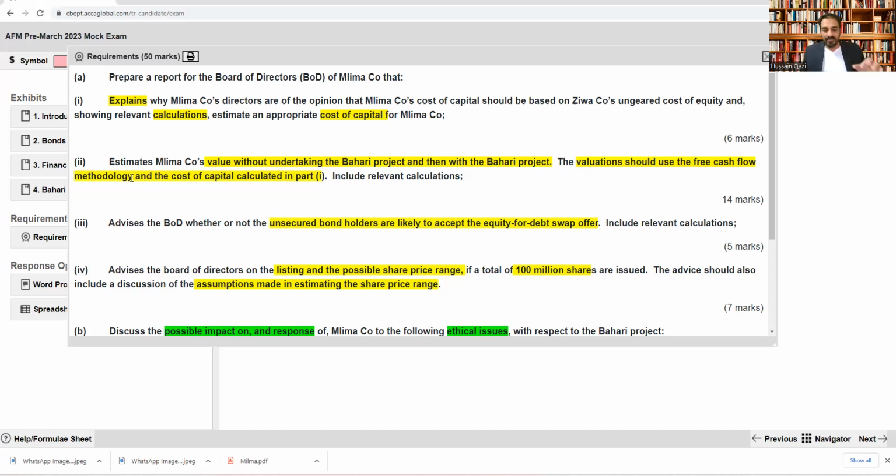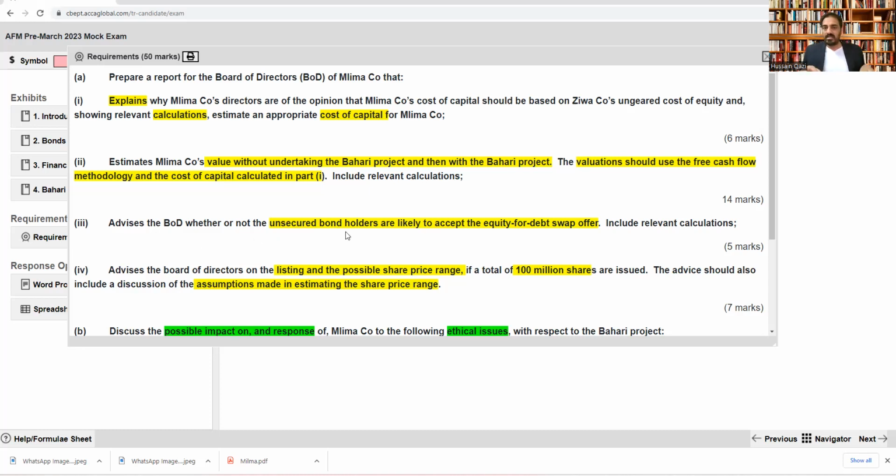So part 2, 14 marks, and we can split the calculation in 2 parts: value of Milma without Bahari project, and value of Milma with Bahari project, or the Bahari project valuation by APV method. Why APV method? We have covered that in part 1.